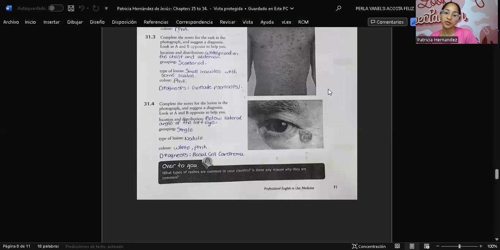31.4. Complete the notes for the lesion in the photograph and suggest a diagnosis. Look at A and B opposite to help you. Location and distribution: below the lateral angle of the left eye. Grouping, single. Type of lesion, nodule, and color is white and pink. And the possible diagnosis is basal cell carcinoma.